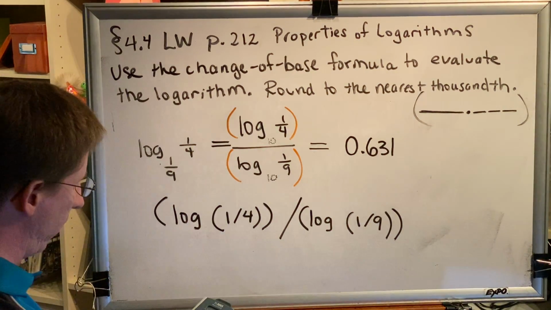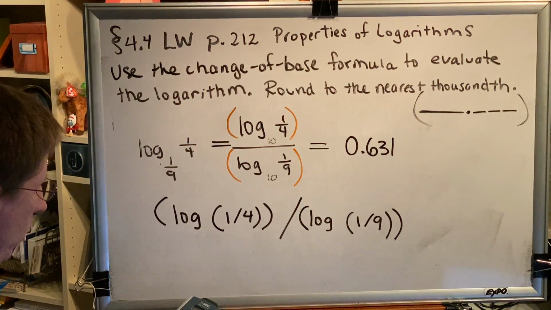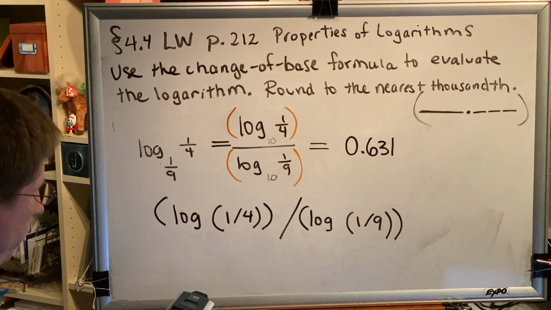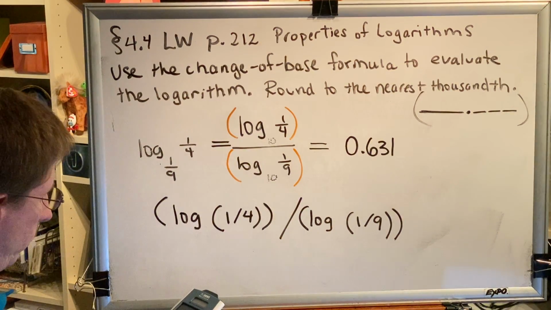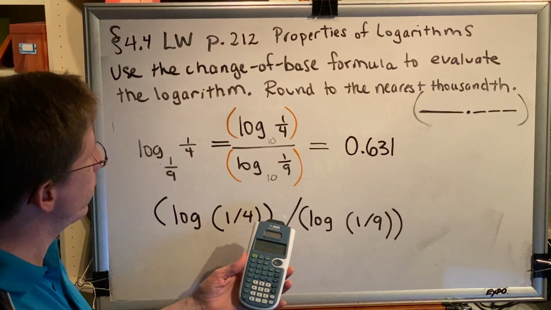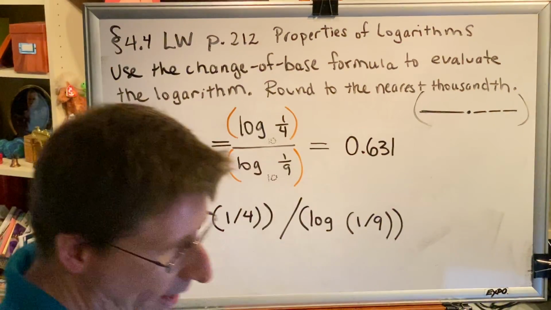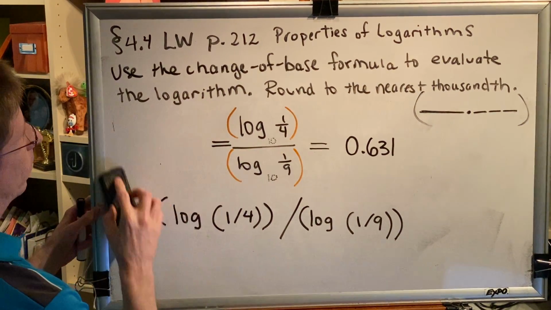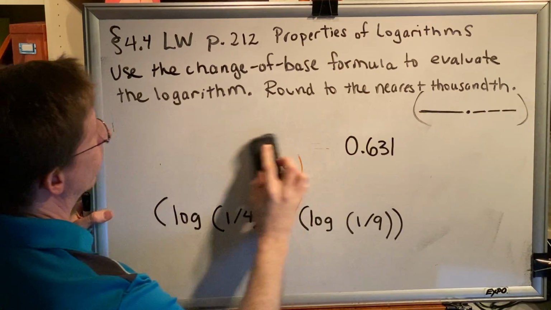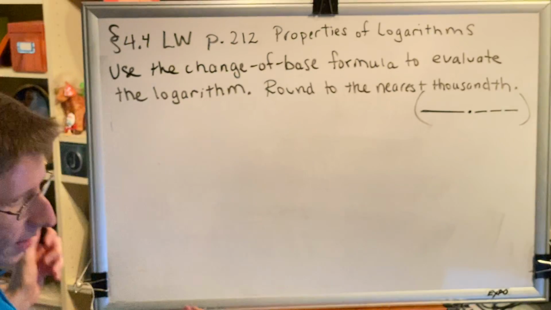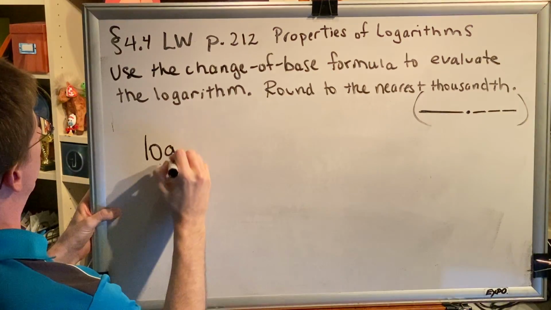I will now put this in my calculator and make sure that it is the correct way to write it. Indeed, I get the same value, 0.631. Okay, great. That's one problem down and 2 left to go. Let's move on to the next one. Okay, so this one says log base 7 of 3.